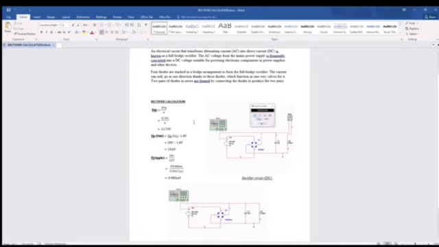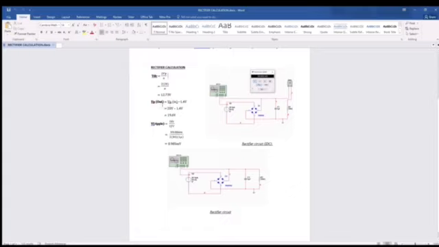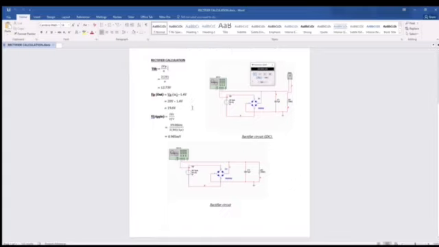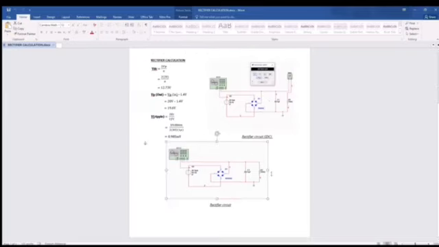So this is the rectifier calculation. As we get here, the VDC formula is 2 Vp over pi, and then the Vp out formula is Vp in minus 1.4 volt, and then V ripple equal to IDC over 2FC. And this is the circuit where we measure the IDC, and then the circuit for the rectifier circuit.